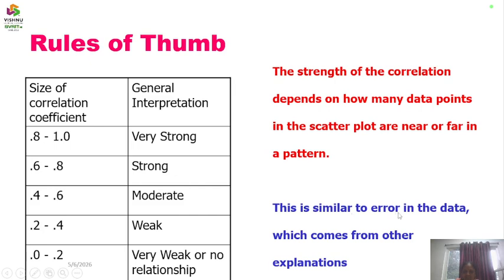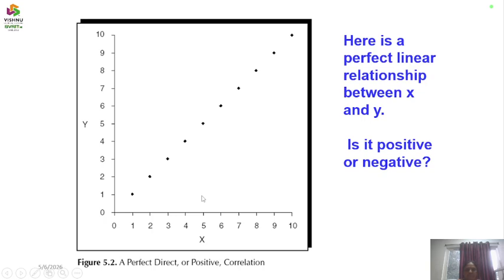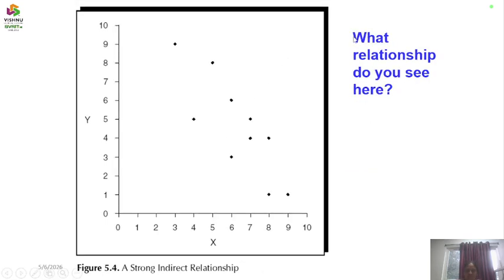So this is similar to the error in the data which comes from the other explanations. Okay. So here is the linear relation between x and y. This is a positive relation, right? Because both are moving in a positive direction, right? And what relation are you seeing here? Here, both are going downward, right?